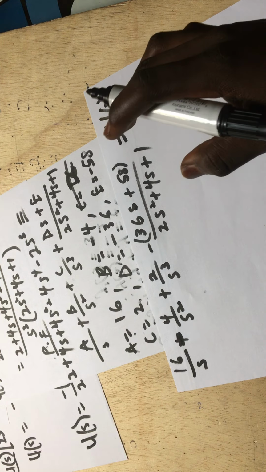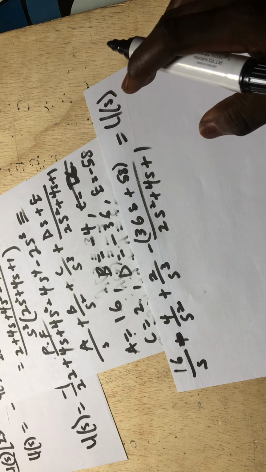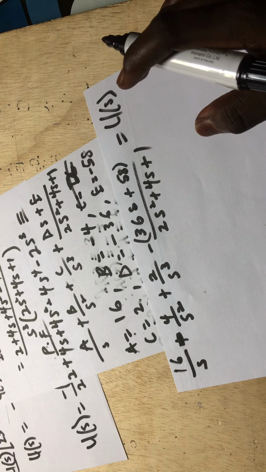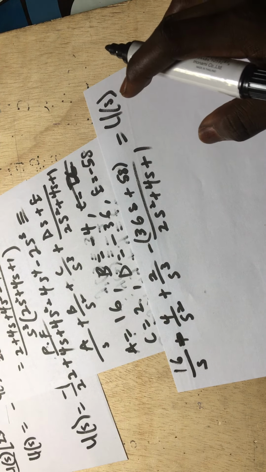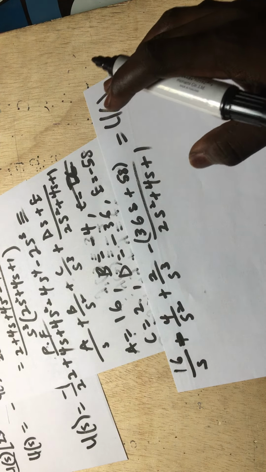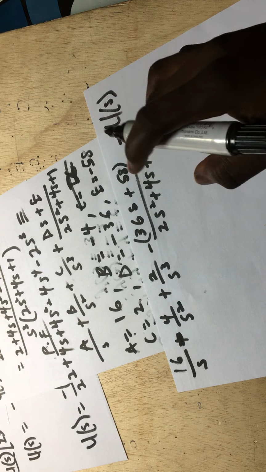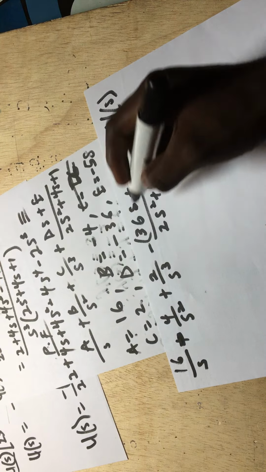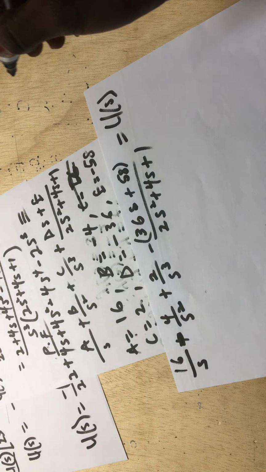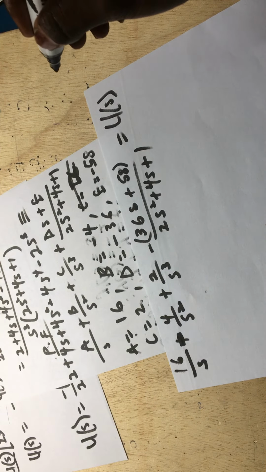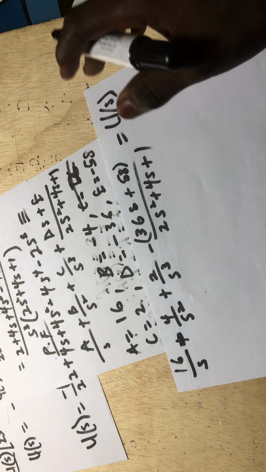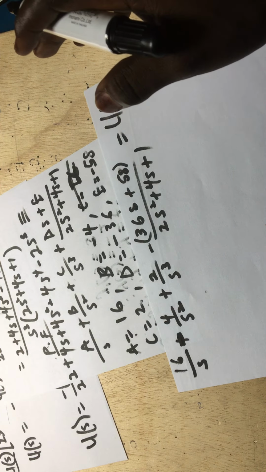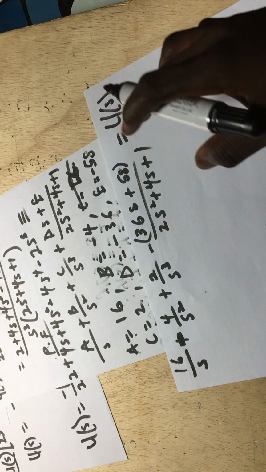Now what you are going to do is take the inverse transform. Are you getting it? Don't forget to use n, because from the beginning we let our n be t minus 2. So when you are finding the inverse, don't forget to use n. Are you getting it? Don't forget to use the n.